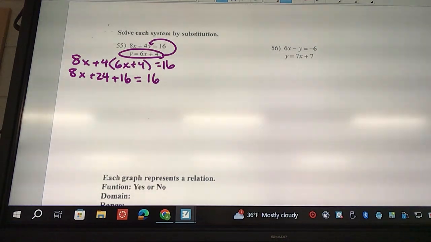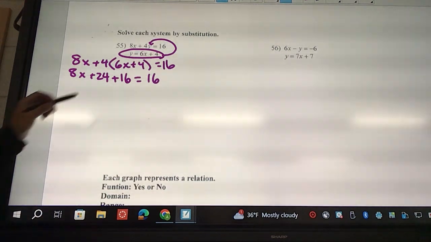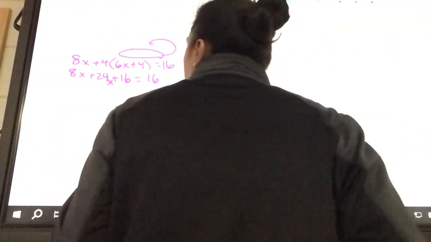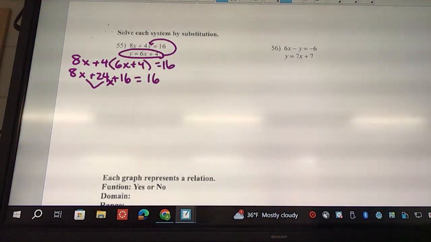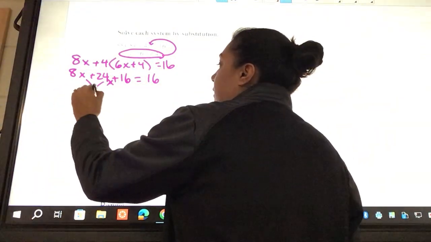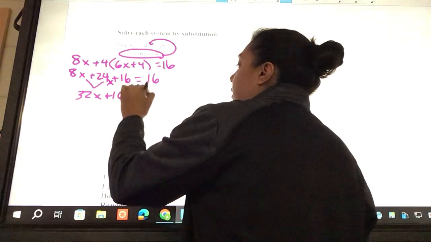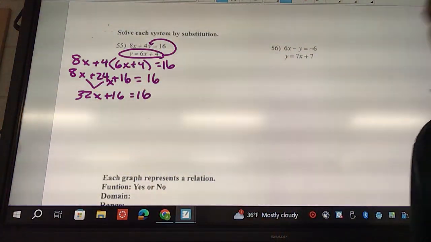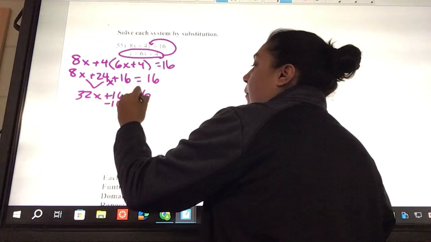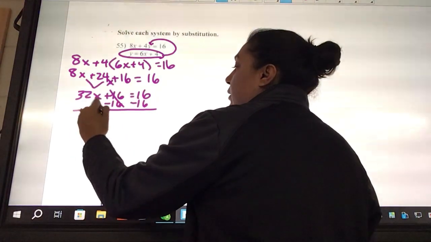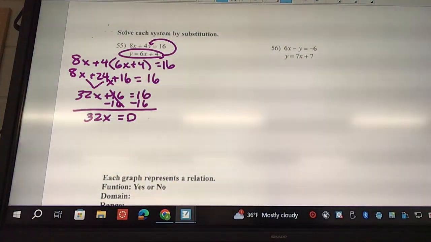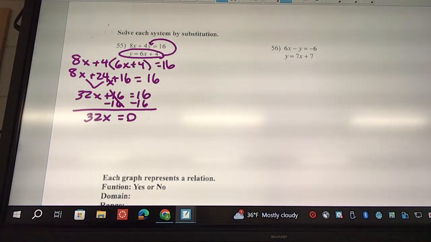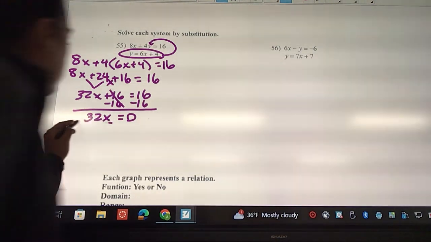Then what needs done? Oh, I messed up. I forgot the x. Look at you, Oscar, talking about your head hurts. Okay, 8 and 24 make 32, so I get 32x plus 16 equals 16. So I get 32x equals 0. Then divide by 32, and yes, x equals 0.